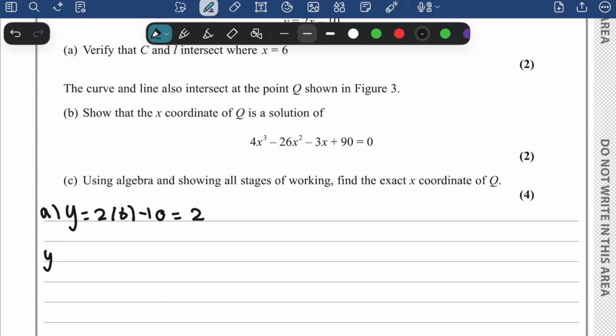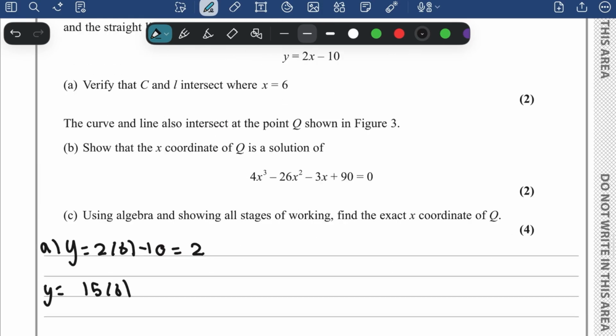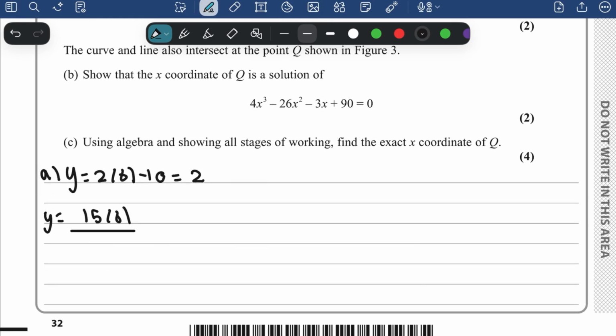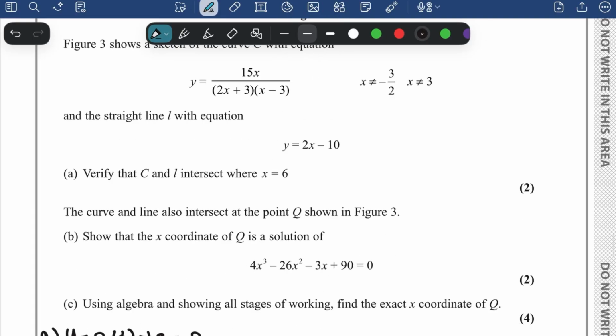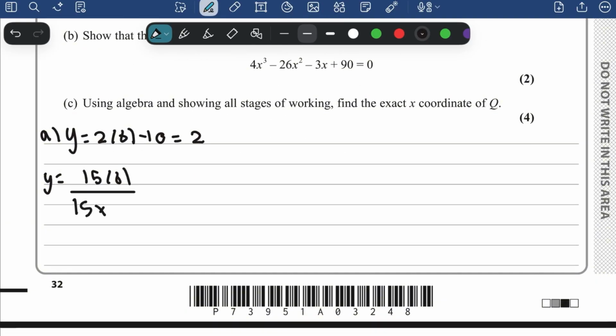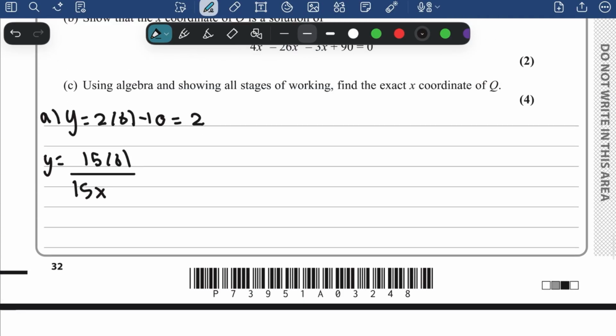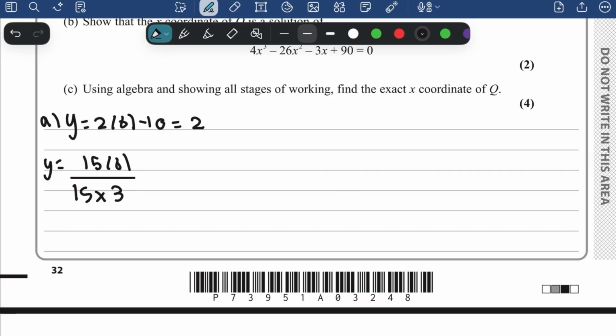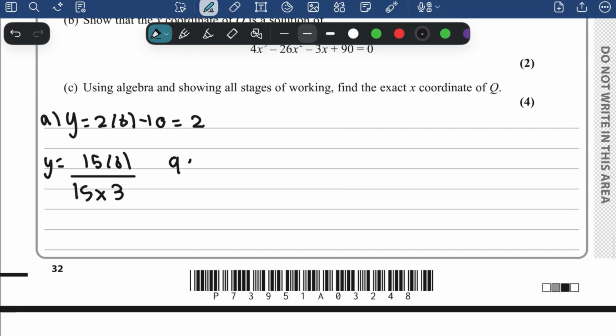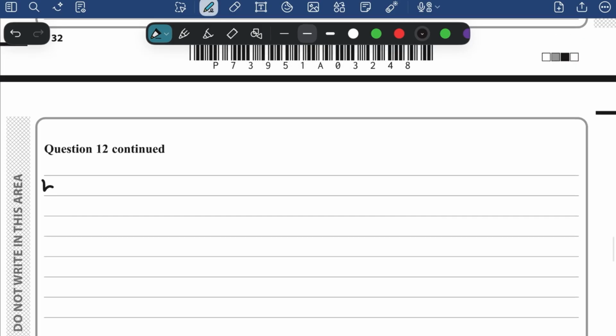What would we say? Y equals 15 multiplied by 6 all over 2 times by 6 is 12 and 3, so 15 times by 6 minus 3, which is just 3. So then 15 times 6 is 90, divided by 45 is just 2. So there we go, they both output the same value of y. We've shown that they both intersect at the point x equals 6.